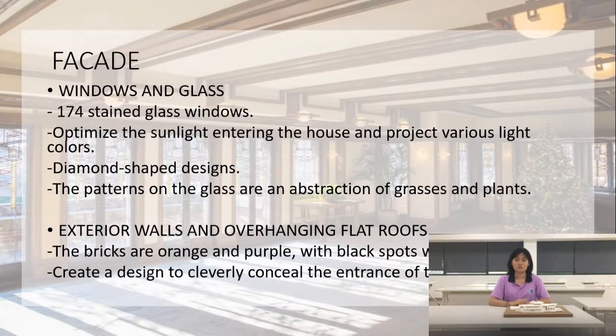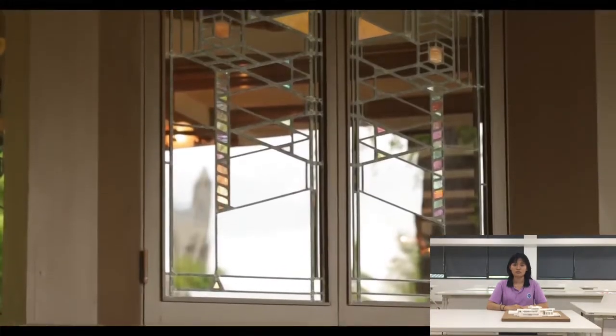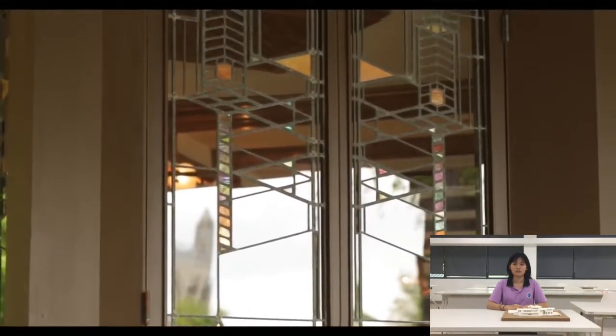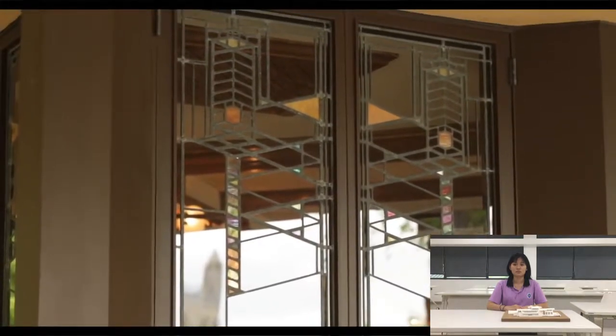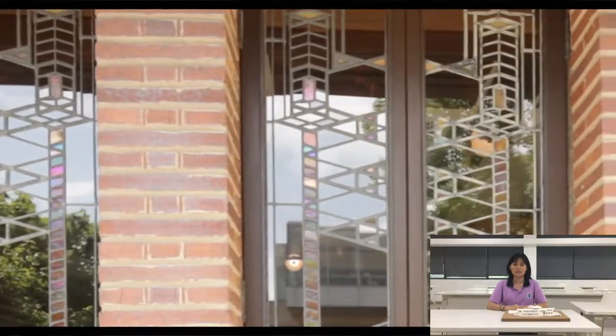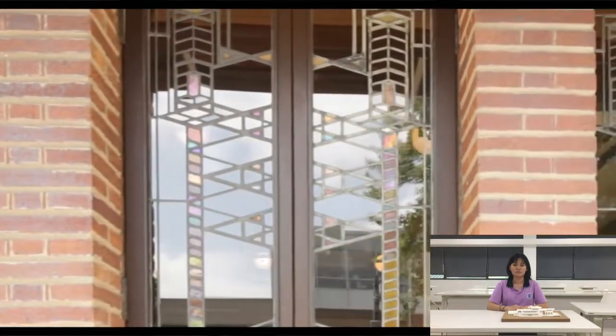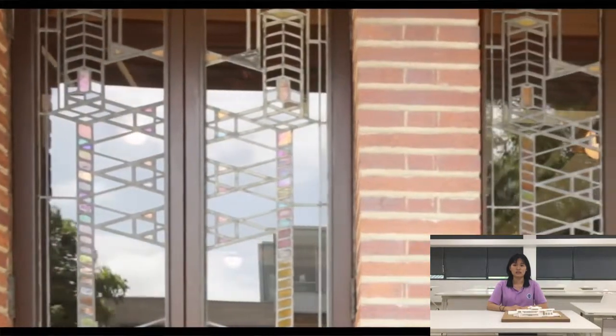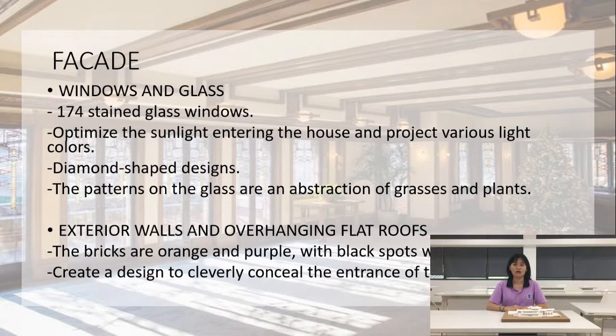The next one I will talk about, the first one, is windows and glass. There are 174 stained glass windows in the building. The positioning of those windows made it possible to optimize the sunlight entering the house and project various light colors. The glass windows have decorative as well as functional uses.